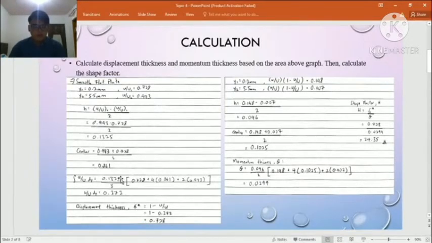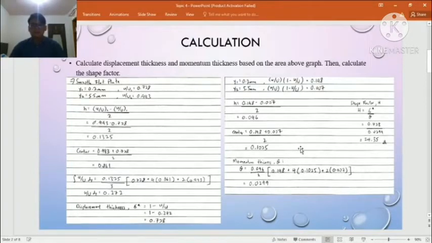Then in order to find the integral of the velocity ratio over the whole line, we use this formula: h over 3 multiplied by the sum of velocity 1 plus 4 times center plus 2 times velocity 2, and we get 0.272. From here we can find the displacement thickness, which is 1 minus 0.272, and we get 0.728.